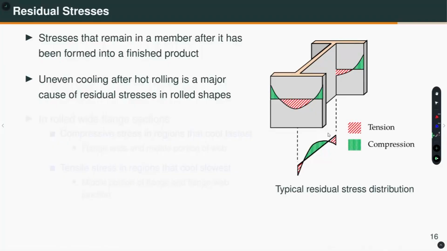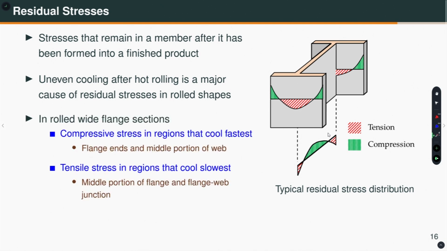Okay. So, in structural steel shapes, those are hot rolled, uneven cooling after hot rolling is a major cause of residual stress in rolled shapes. What happens when we roll, let us say I am showing here a portion of an I section, or in the US they call it wide flange sections. Okay. So, this is called the flange, this is another flange, and this is the web, right.